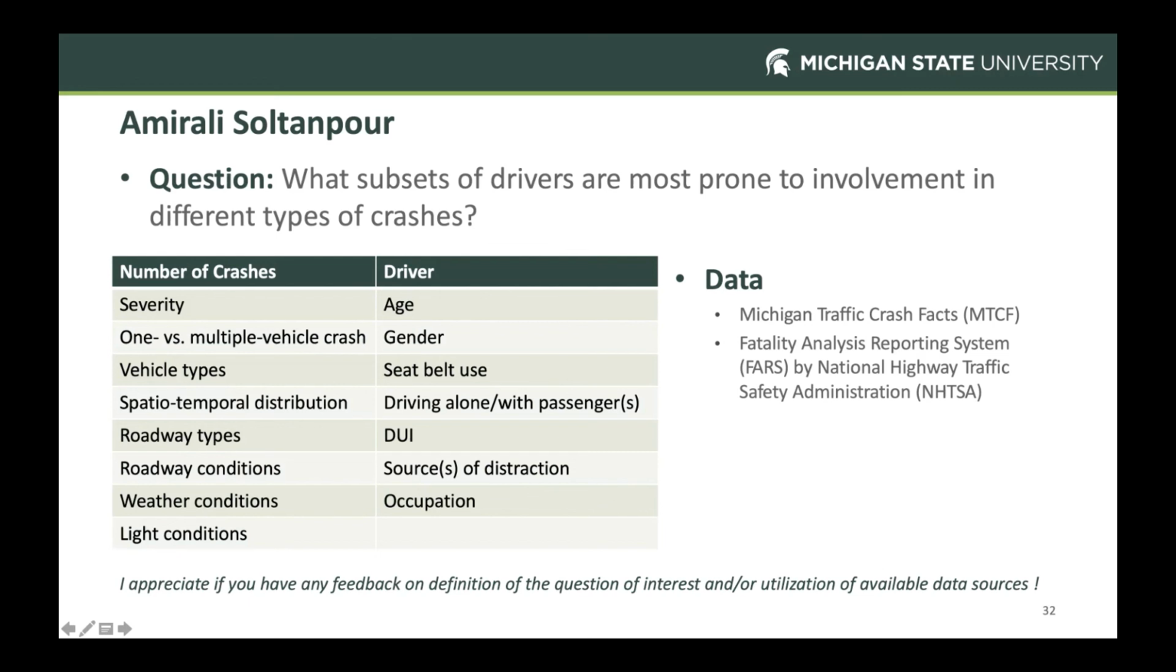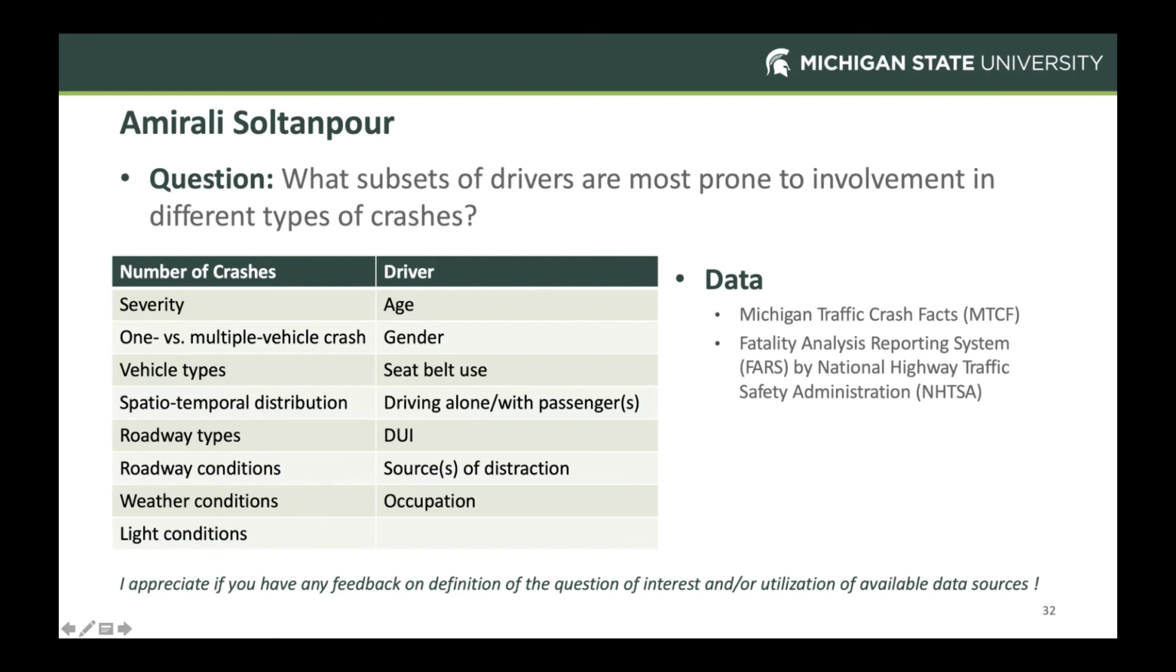On the driver's side, the different characteristics that could be considered are their age, gender, seatbelt use, whether they're driving alone or with passengers, whether they're driving under the influence or not, and if available, their source of distractions or their occupations. And the other additional data that could be considered is the vehicle type, spatiotemporal distribution of crashes, roadway types and condition, and weather and light conditions at the time of the crash.